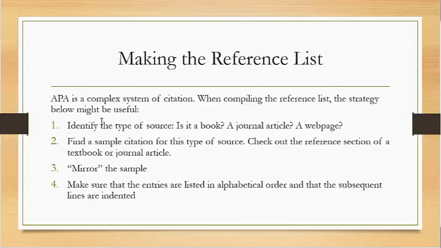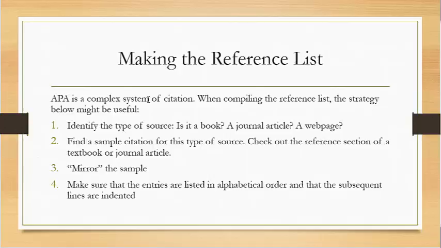So now we're going to go into how to make the reference list. That's, again, the last section of your paper. APA is a complex system of citation. When compiling the reference list, the strategy below might be useful. First, identify the source. Is it a book, a journal, a web page? And then find a sample citation for this type of source.